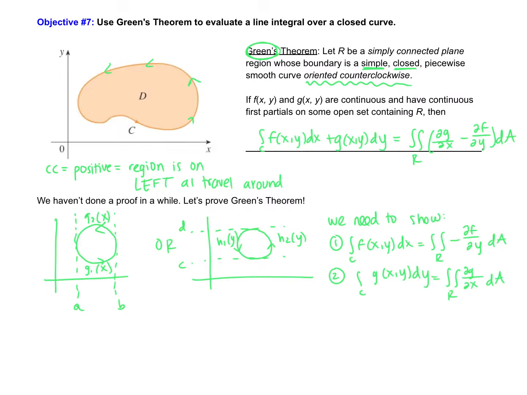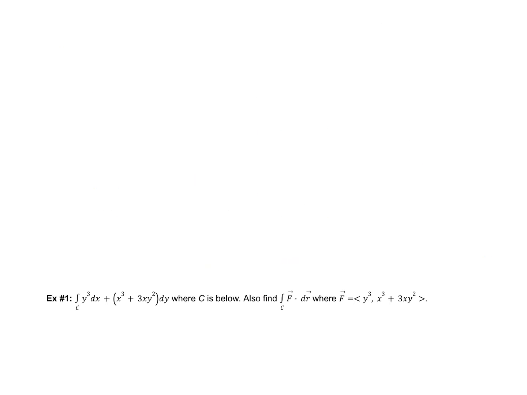There's some more room on the next page of these notes where you can continue your proof. So what we are going to say is we are going to prove 1, and we are going to let C1 and C2 be boundary curves.